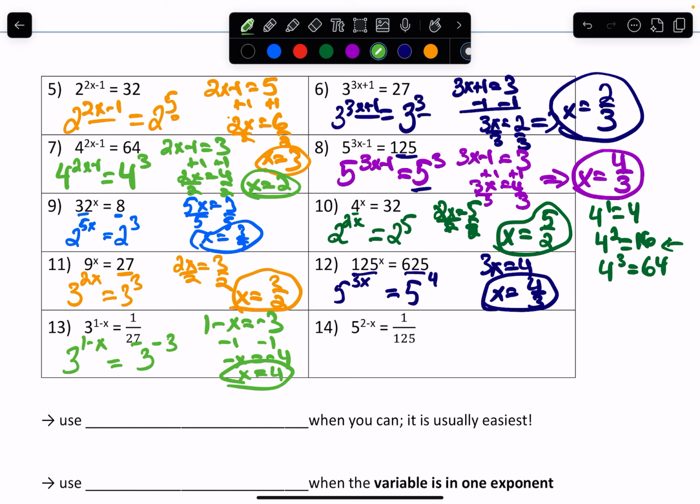And then our example number 14, so 5 to the power of 2 minus x. That is already with base 5. Now we're going to rewrite 1 over 125 with the base 5. So our base is going to be 5. Since it is a reciprocal, it's 1 over, it's going to be a negative. And 5 to the power of 3 is 125. So 2 minus x equals negative 3. We subtract 2. Negative x equals negative 5. x equals 5.